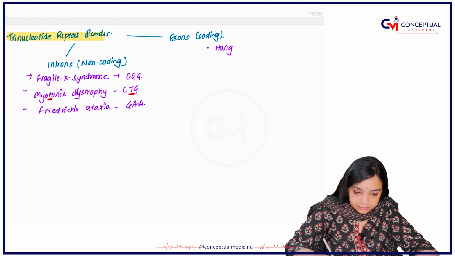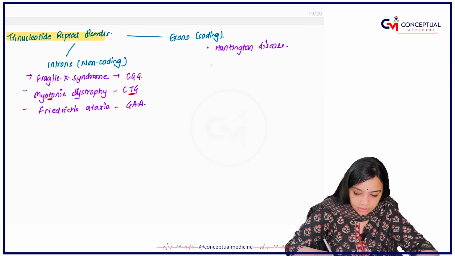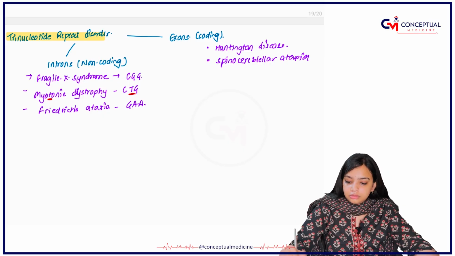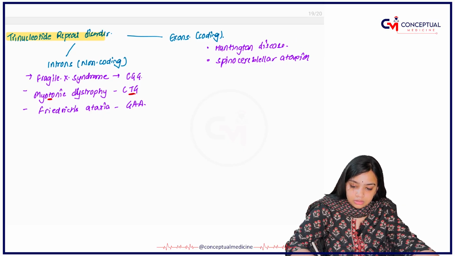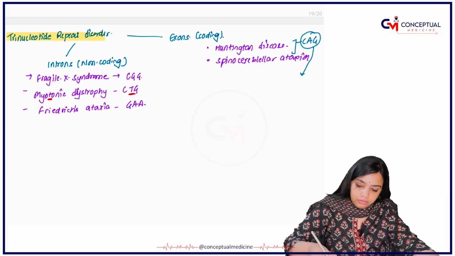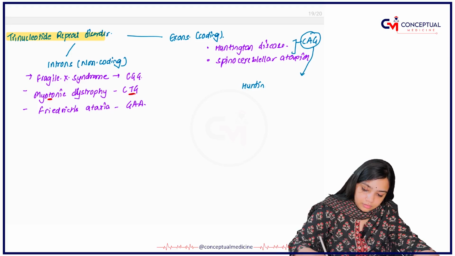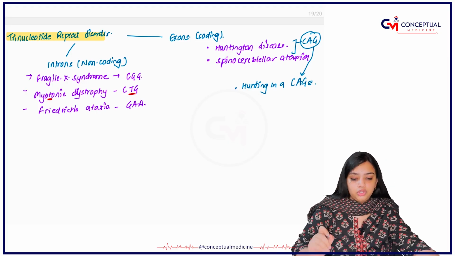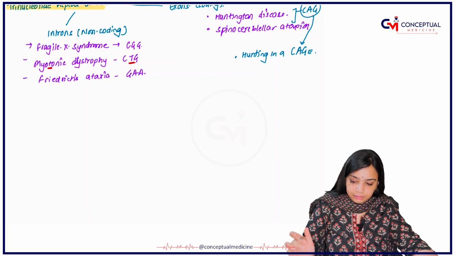And in the exons, that is the coding one, you have your Huntington's disease. Second you have is the spinocerebellar ataxia. And the repeat disorder that you have is the CAG. So you can remember with the mnemonic of hunting in a cage. Hunting in a cage. Okay. Next, let's understand them in detail.